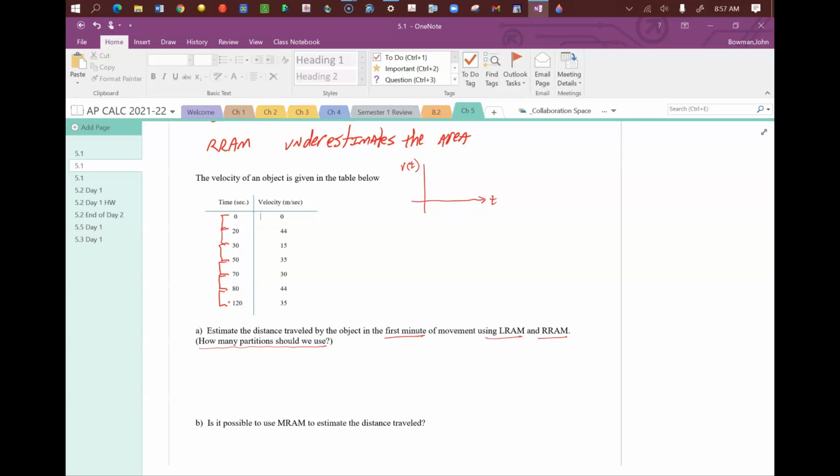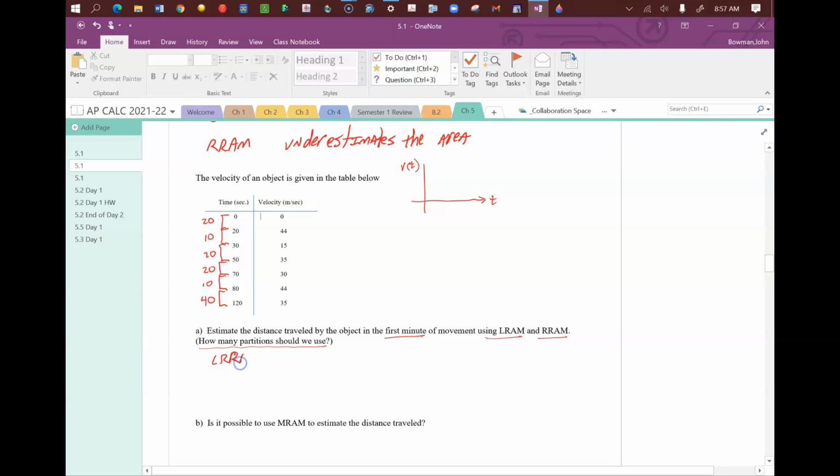But at the same time, you will notice that the intervals are not the same length. 0 to 20 is 20 seconds, 20 to 30 is 10, 30 to 50 is 20, 50 to 70 is 20, 70 to 80 is 10, and 80 to 120 is 40. That's okay. We do not have to have rectangles that are the same width when we do this, and in this case we can't.